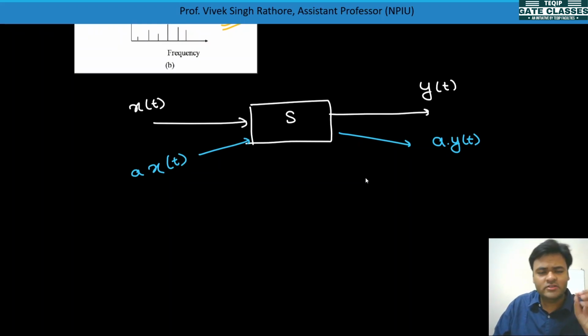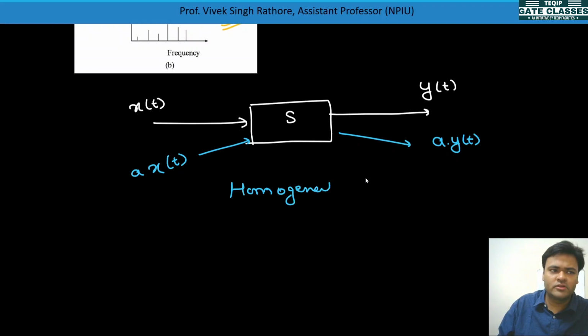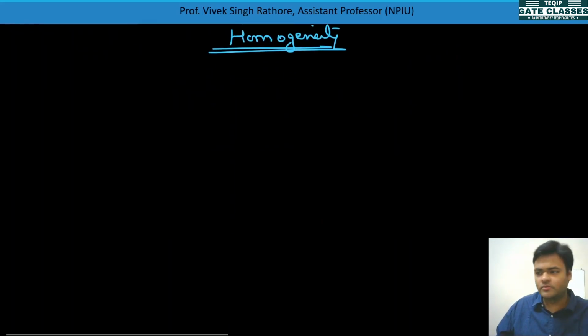But if we are giving just any multiple, we are doing multiply and we are putting the same signal, and if output is coming as same output, only a is multiplied, this verifies homogeneity principle. Okay, so this satisfies homogeneity principle.